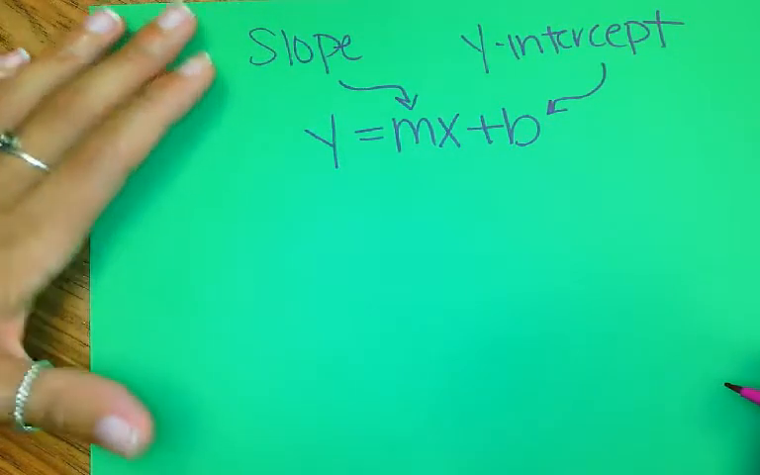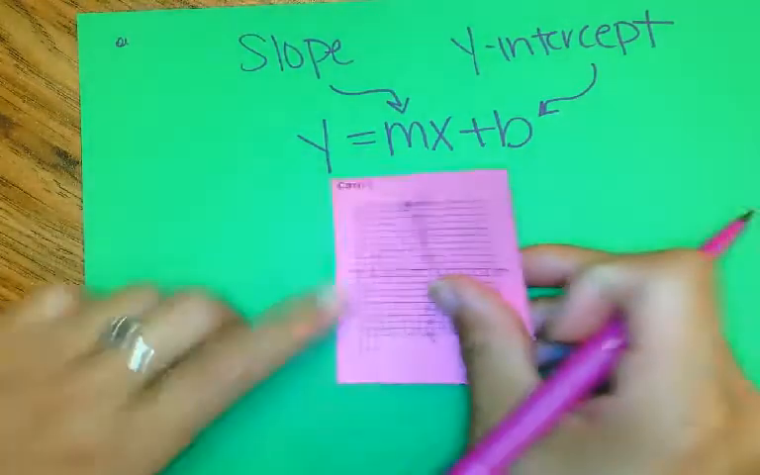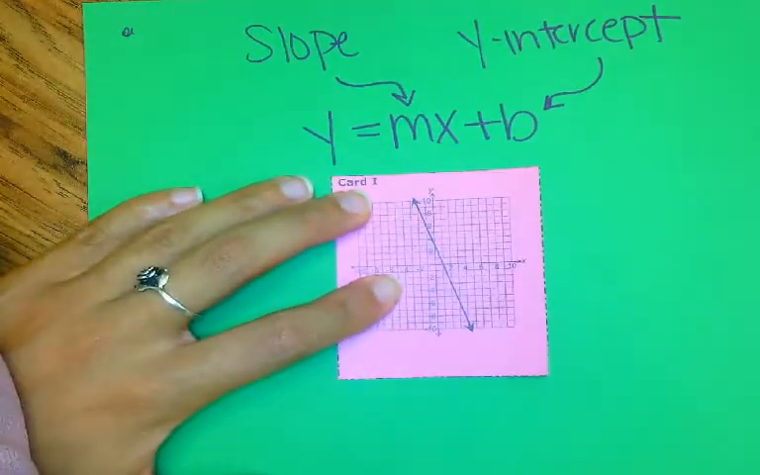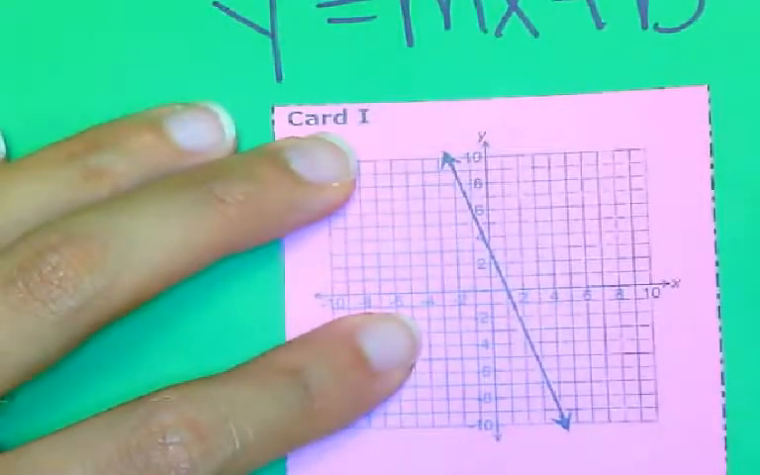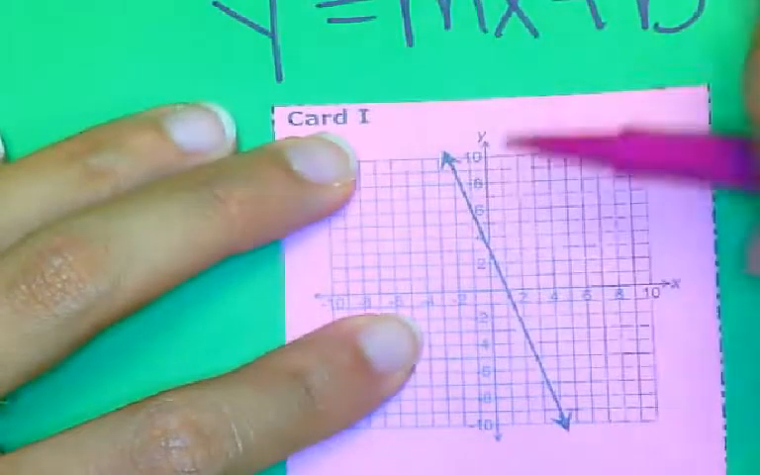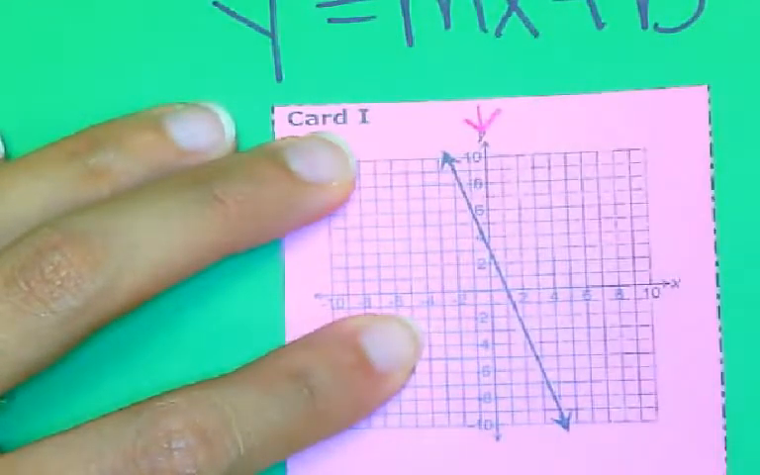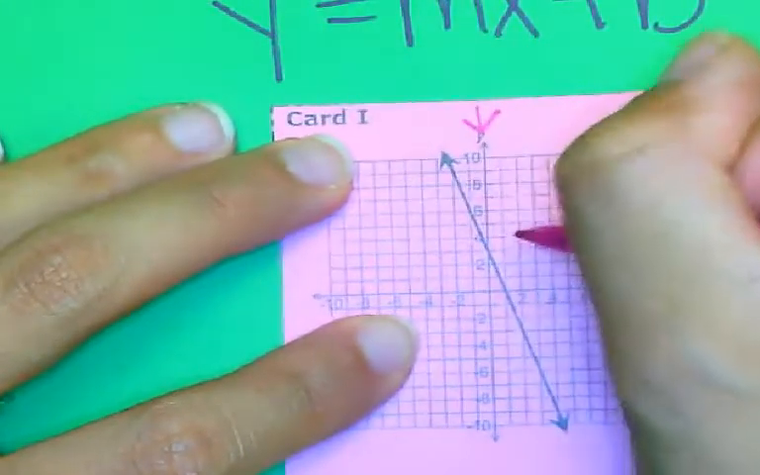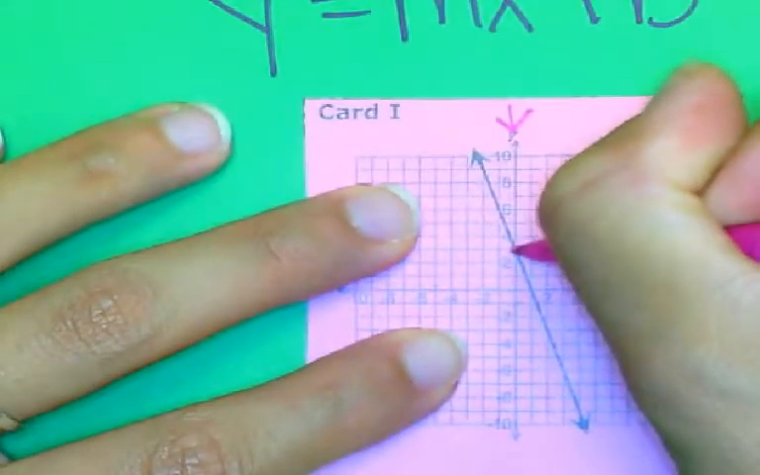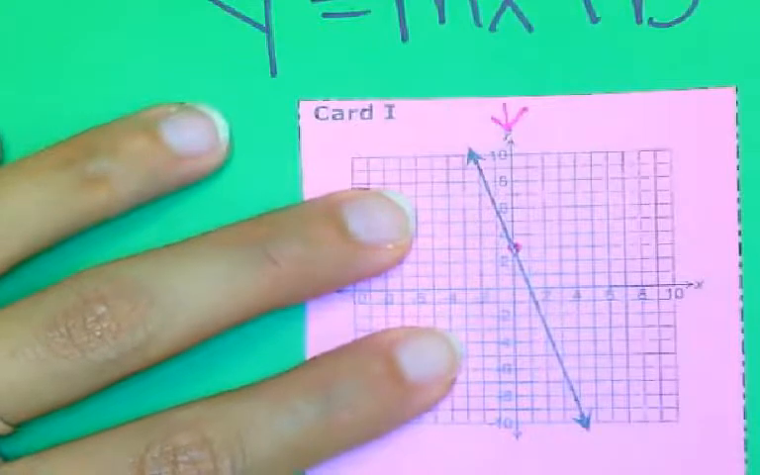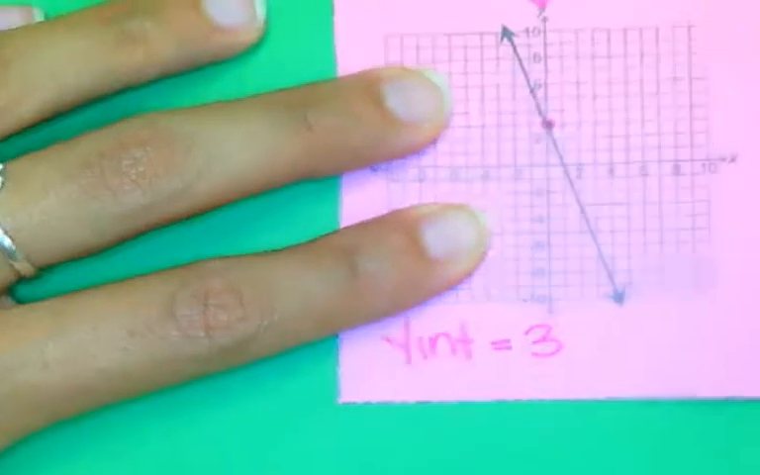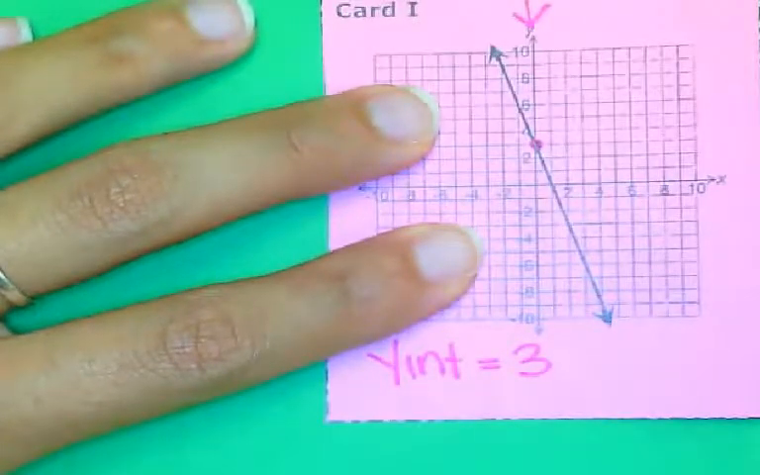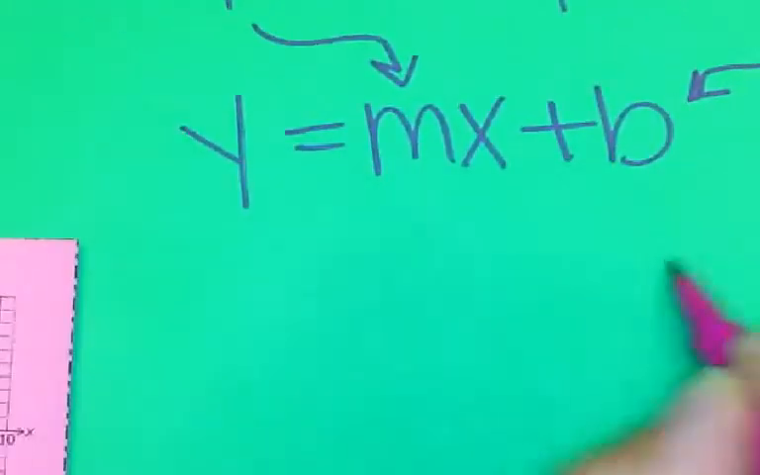Now, whenever we are looking at a graph, okay? So I have a graph right here. The way that we find our y-intercept is where it touches the y, okay? So this is your y right here. Where does it touch the y? Oh, look, it touches right here. Okay? So that means that your y-intercept is equal to 3 because that's where it touches the y. Okay? So if I had to write an equation, my b would be 3. So I'd put a 3 right here.